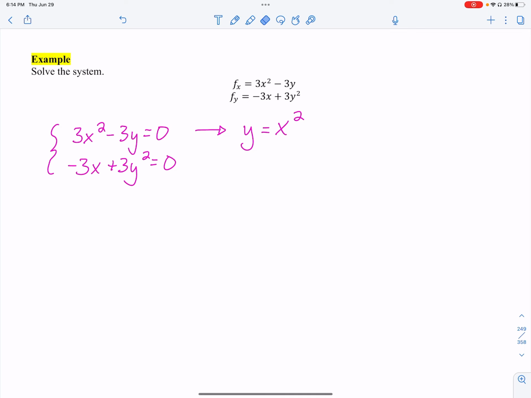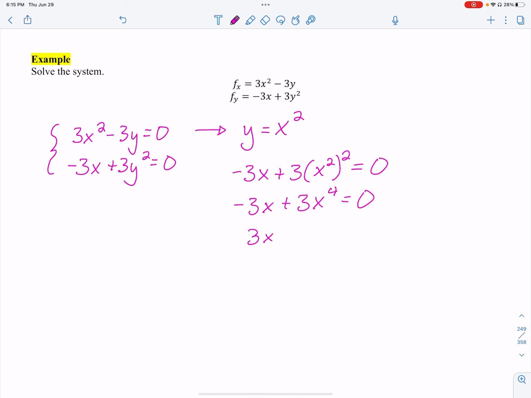So I'm going to get negative 3x plus 3 times x squared, squared equals 0. So that gets me negative 3x plus 3x to the 4th equals 0. Now, you may be looking at like, I don't know how to do that one. I'm going to flip it around because it makes me feel better about it. But we don't have to do that. It just makes me feel good. Notice that there's a 3x in both terms. Leaves me with x times (x cubed minus 1), which is equal to 0.